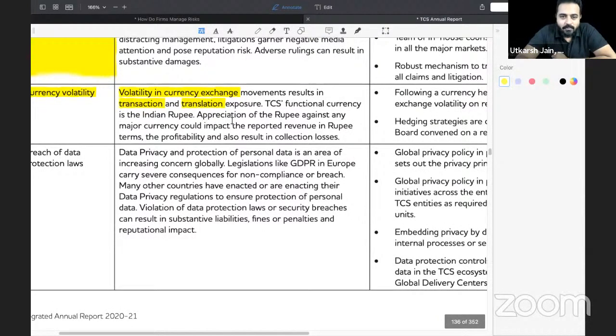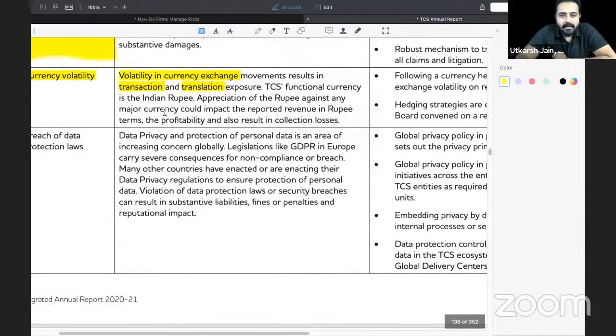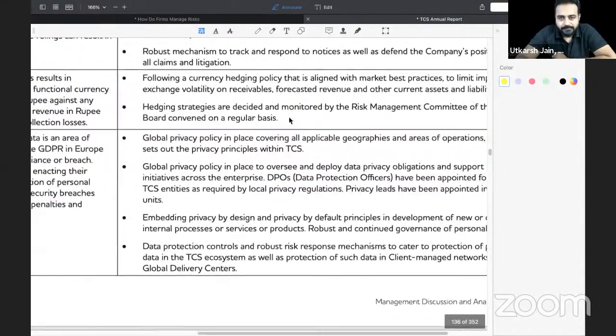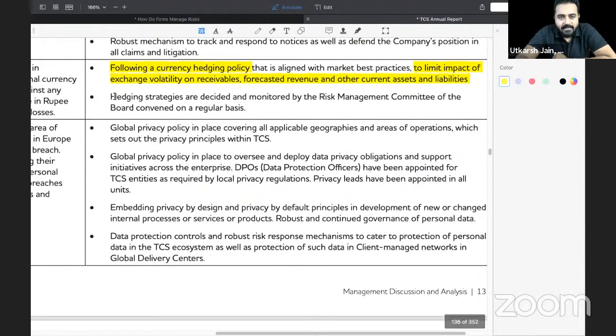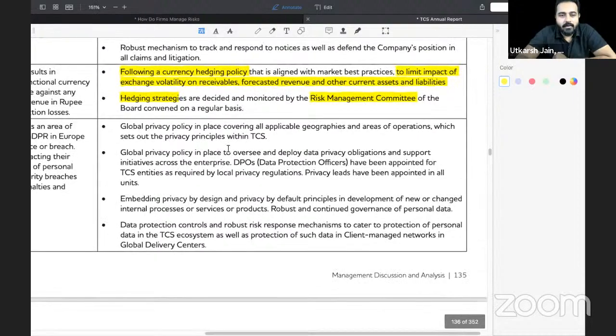TCS's functional currency is the rupee. Appreciation of the rupee against other currencies could impact them, and so on and so forth. So this is the currency hedging policy. Following a currency hedging policy that is aligned with best practice, limit the impact of volatility on receivables, revenue, and other assets and liabilities. Hedging strategies are decided and monitored by the risk management committee of the board, convened on a regular basis.